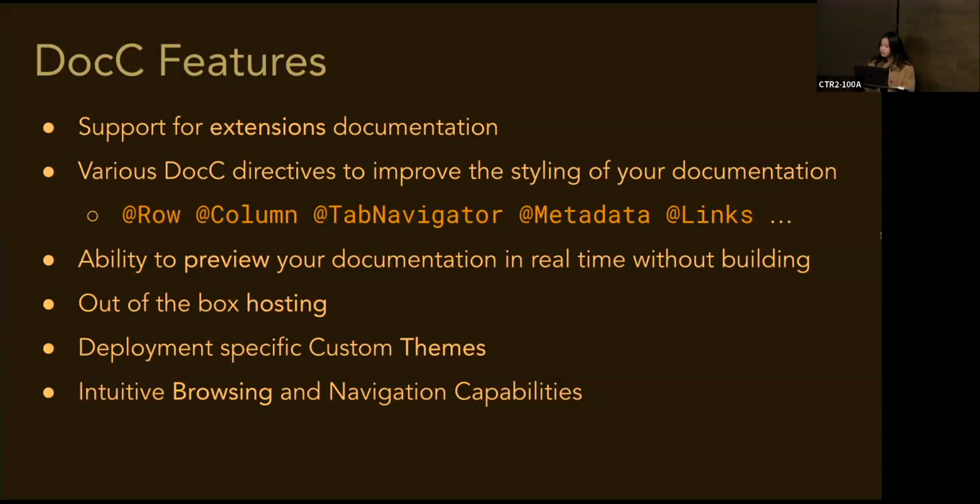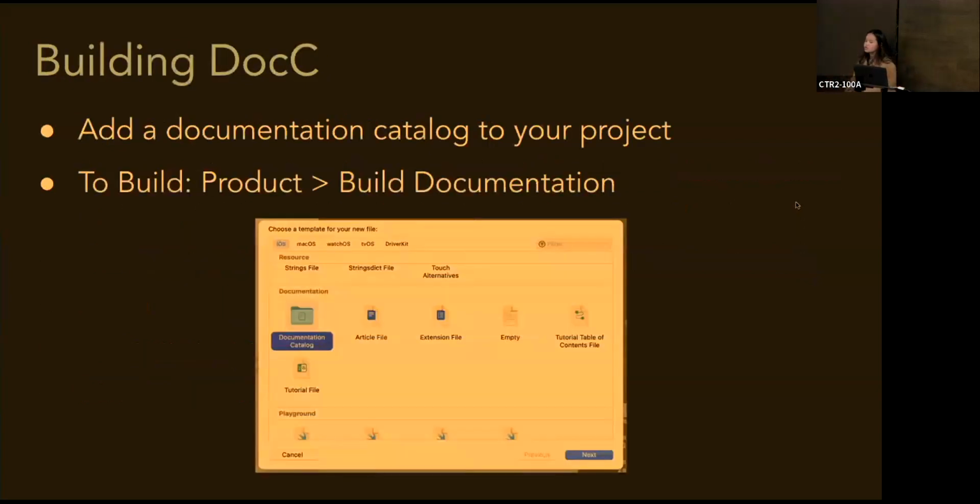So with that, now that we can look forward to using some of these really cool DocC features, let's start working with DocC. DocC provides a documentation catalog. This catalog is a place to store all your documentation assets and files. And to add a catalog to your project, you just have to right-click your project, select Add a New File, and then select Documentation Catalog.